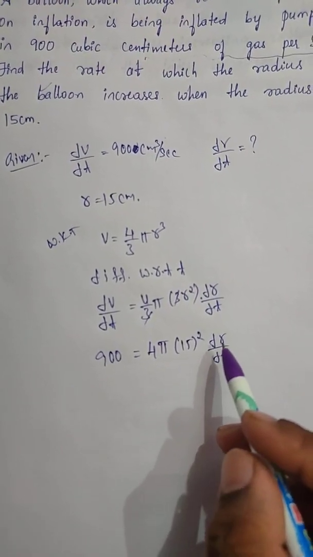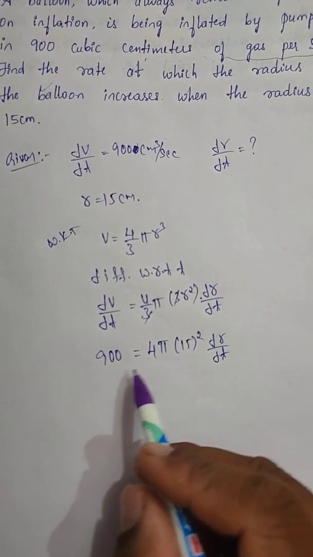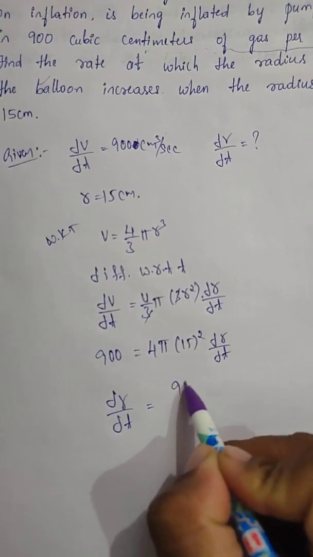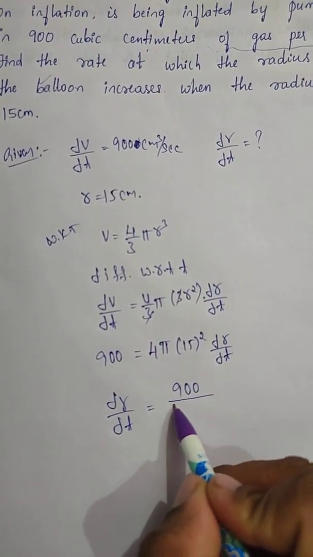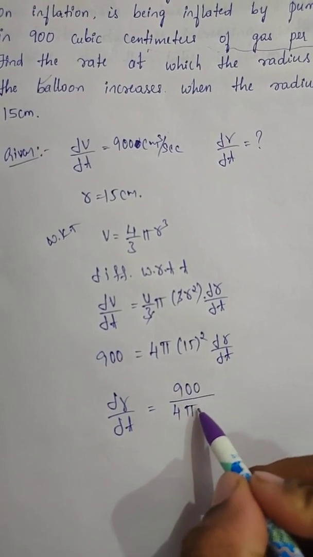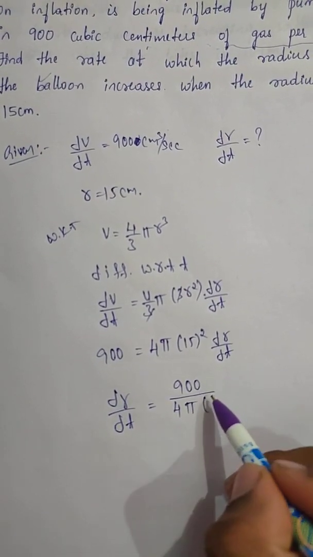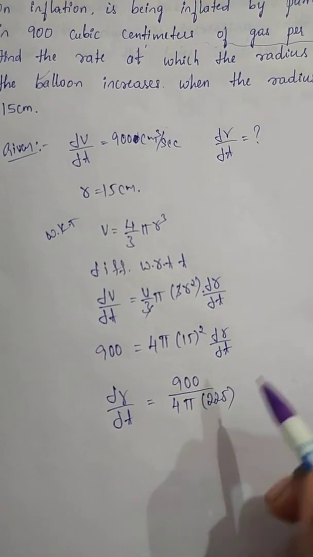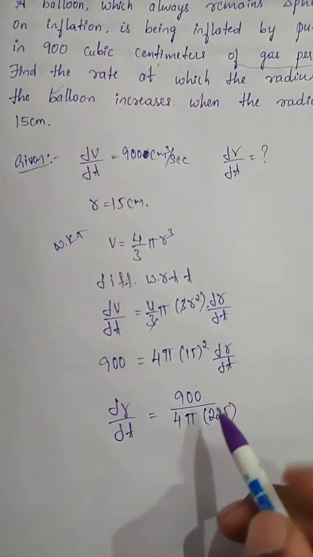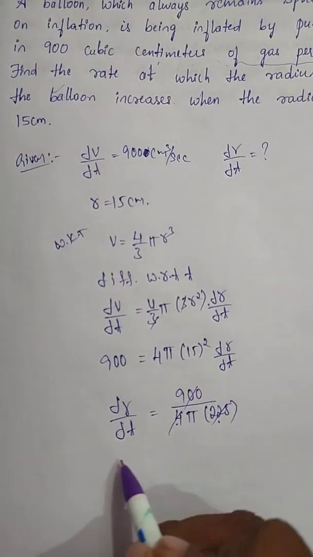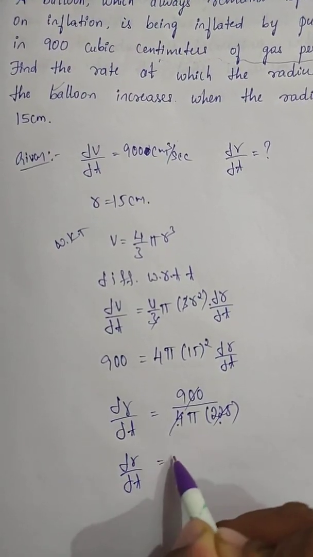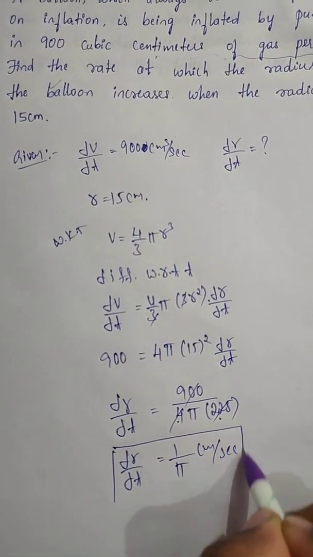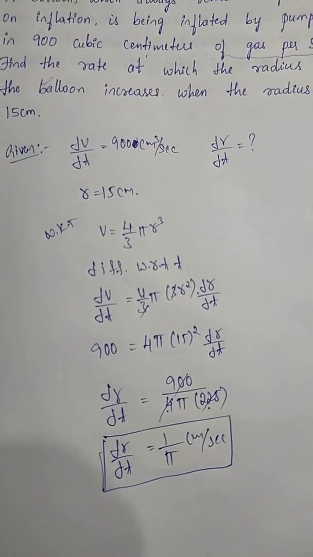So dr by dt on one side and the rest on the other side. So dr by dt is equal to 900 by 4 pi times 15 square, which is 225. Now 225 into 4 is 900. 900 cancels. So dr by dt is equal to 1 by pi centimeter per second. So this is the answer. Is it clear?